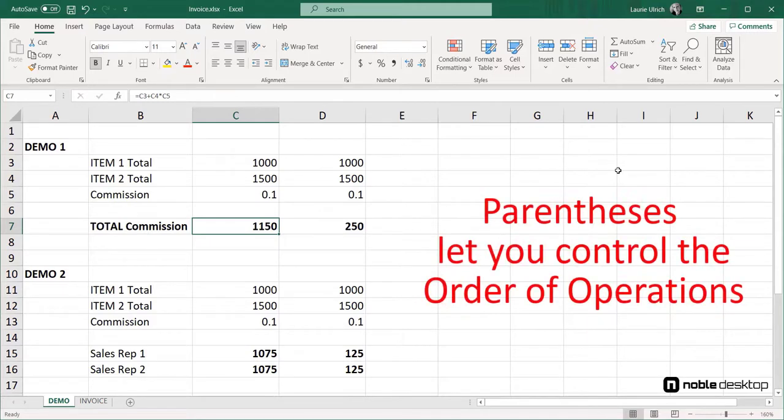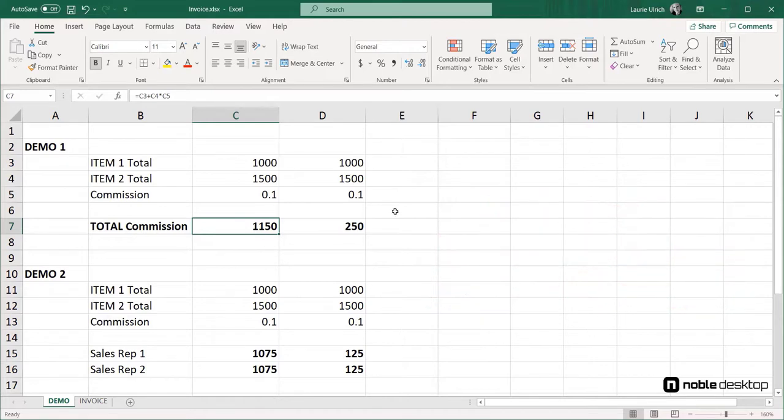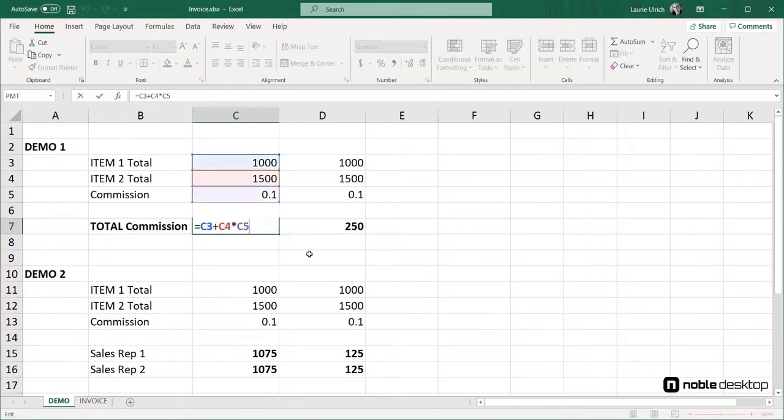So if you need anything to be done out of that order, addition to be done before multiplication, for example, then parentheses are your way of making that clear to Excel. Here on my demo worksheet, using a simple example, the formula equals C3 plus C4 times C5 will, without parentheses, give you a result of 1150.